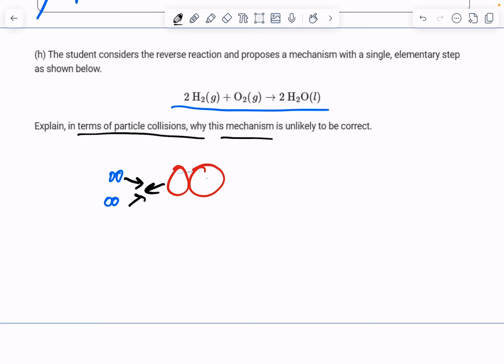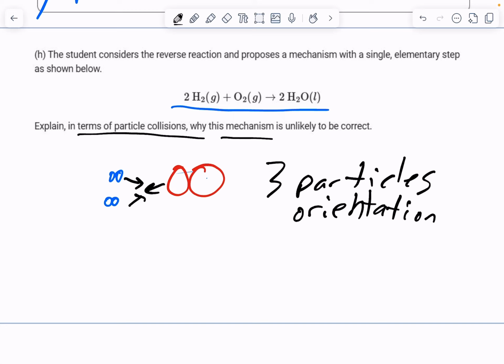Okay, the reason why we need to use particle explanations and mechanisms to say this is unlikely is we need to talk about how this is 3 particles and they are trying to collide all at once with proper orientation and energy, and the likelihood of this happening is very, very low. It's like trying to shoot a bullet with a bullet, right? Could it happen? Yes, but the likelihood of it happening is very low. So the likelihood of this being a one-step process is very unlikely. Most likely there's another step involved.